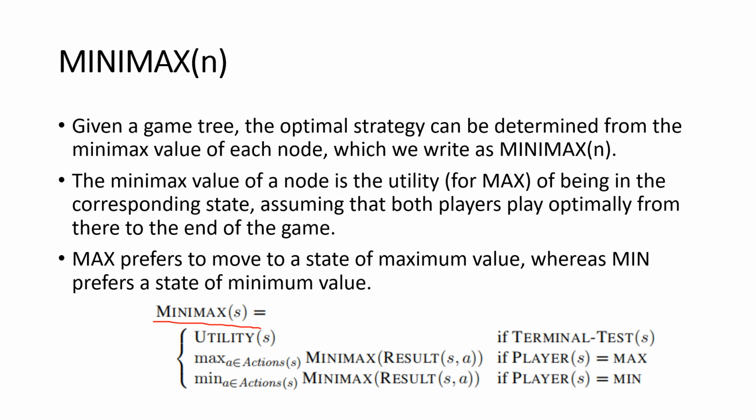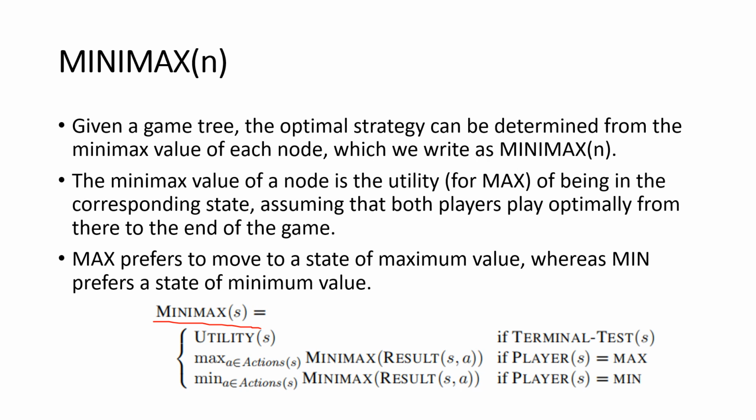Both players play optimally. So max tries to maximize and min tries to minimize. No mistakes are assumed, and minimax does not model beginners. It models perfect opponents. So max means maximum value and min means minimum value. Max wants the best case and min wants the worst for max.